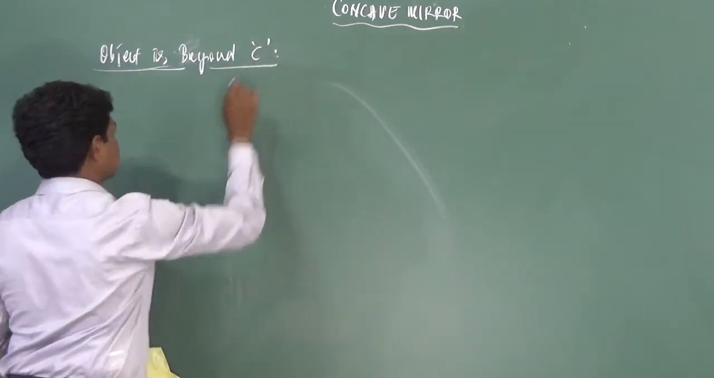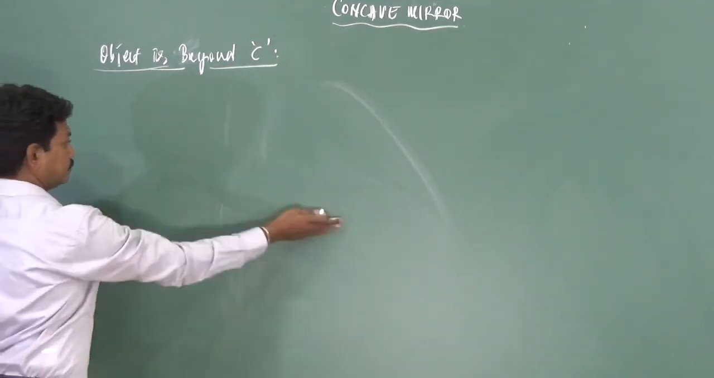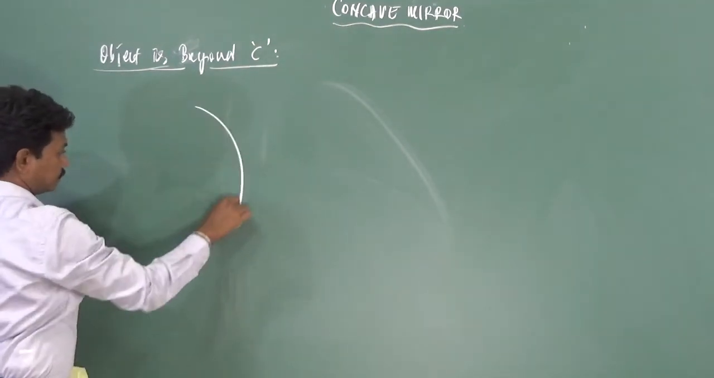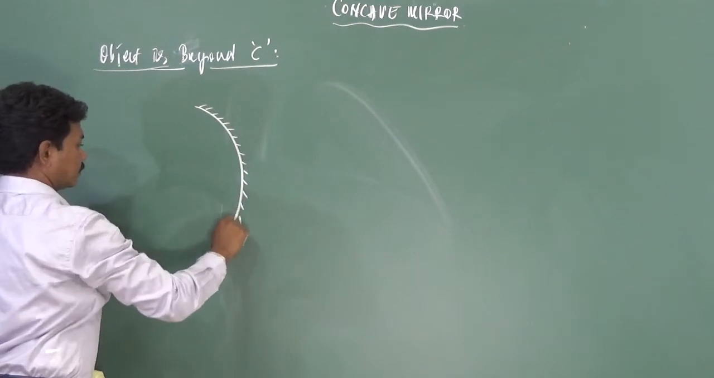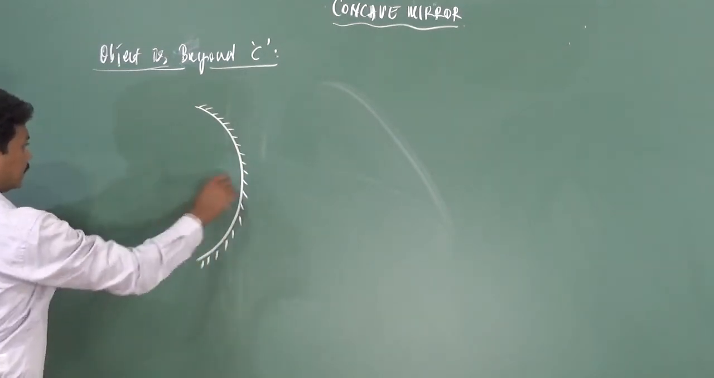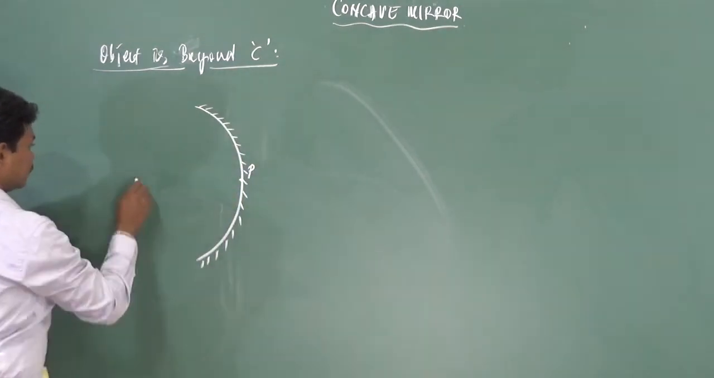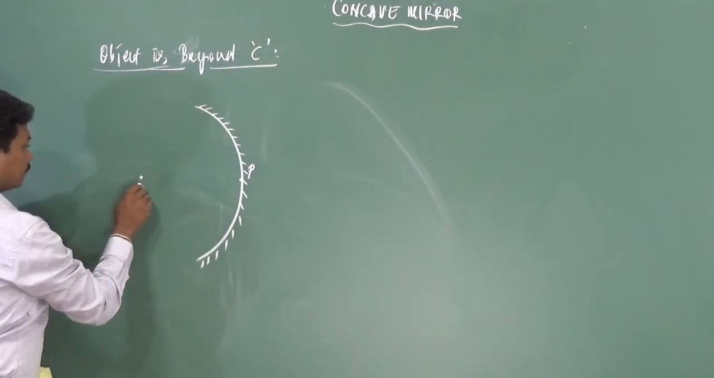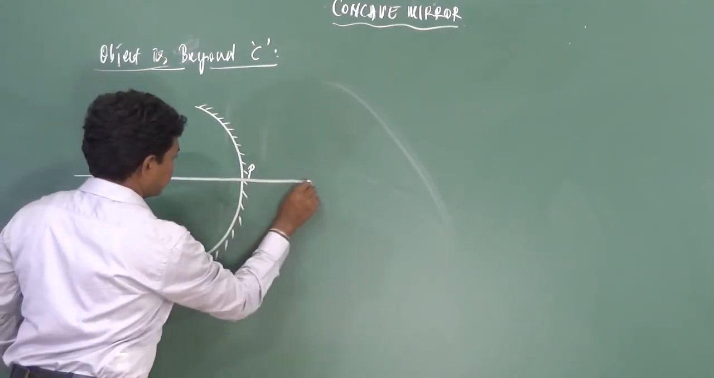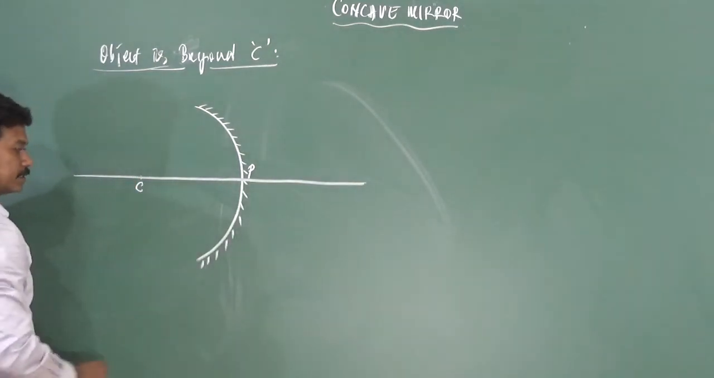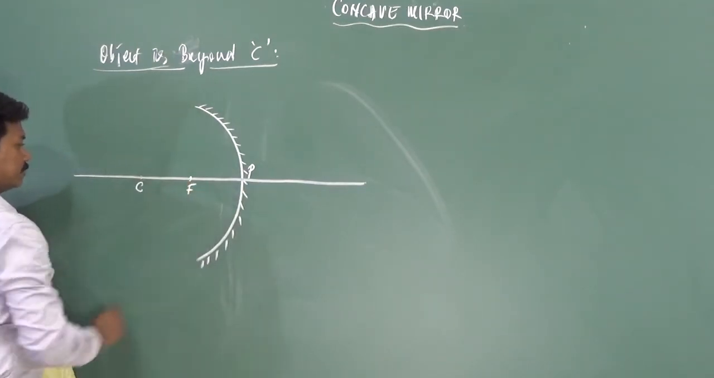So the object is beyond C. Let us go with this. Imagine a concave mirror which is silvered at the outer surface, so it has an inner reflecting surface. This is the pole of the mirror, this is the center of curvature. We will draw a line through C and P, which makes the principal axis. Let us take the midpoint between C and P, that is called the principal focus.